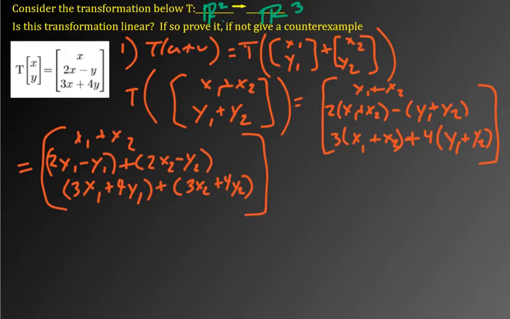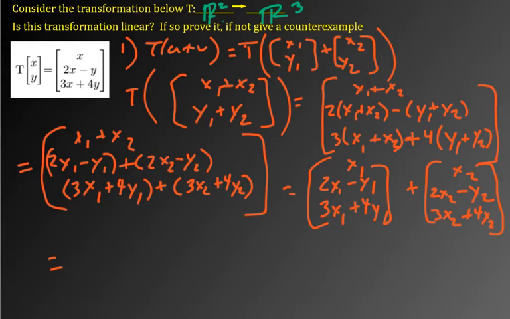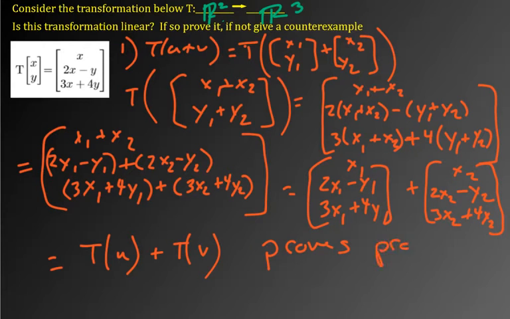And now that I've got this thing grouped with x1s and x2s, you'll see that I can split the thing like this. And if you look at that, that is literally just T of u plus T of v. So this proves property 1.